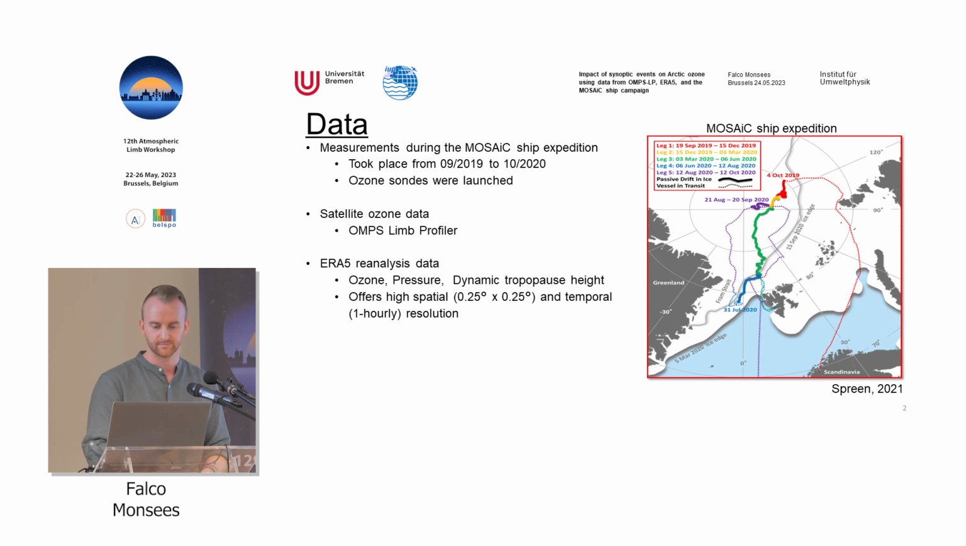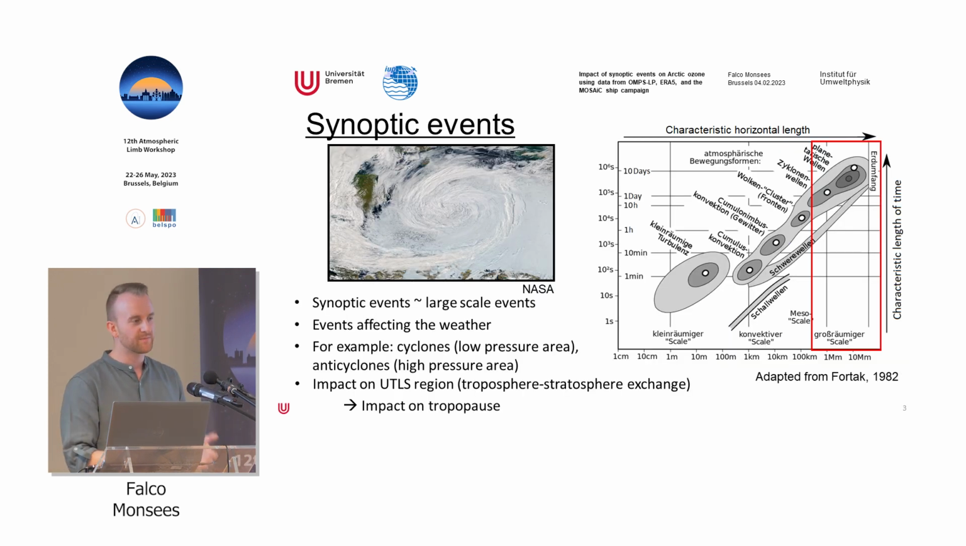As I said, synoptic events are large-scale events, which means they have a horizontal length of at least 1,000 kilometers, which you can see in the red box, where the characteristic horizontal length and the characteristic length of time of different meteorological events are plotted. For example, synoptic events last from a few hours to many days. Examples for synoptic events are cyclones, so low pressure areas, which we will look at more closely in this presentation, or anticyclones, so high pressure areas.